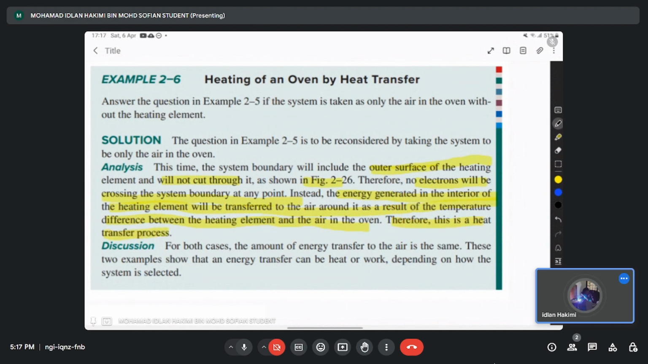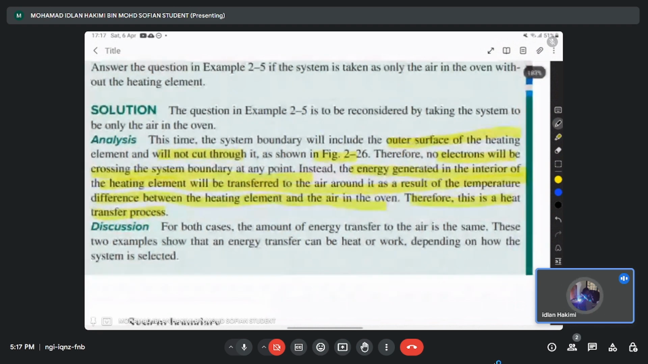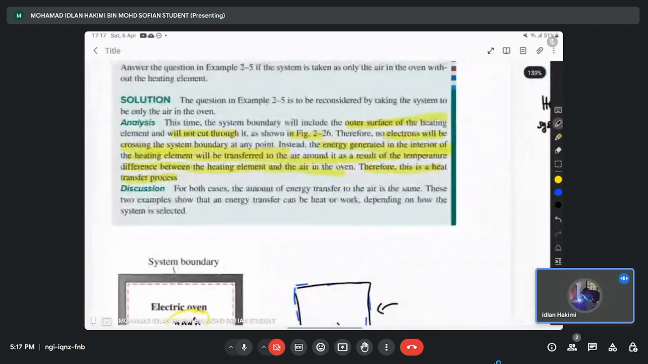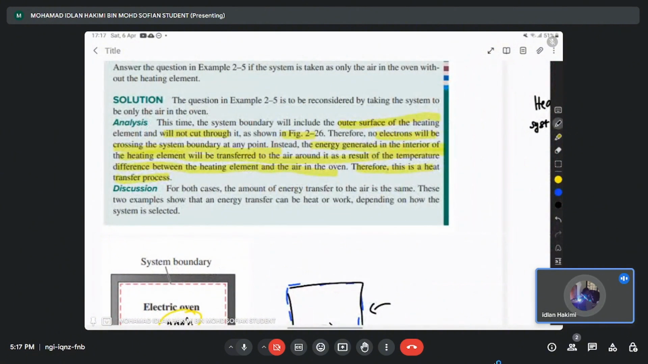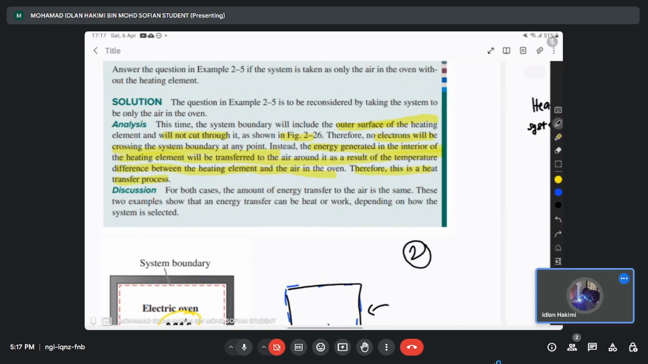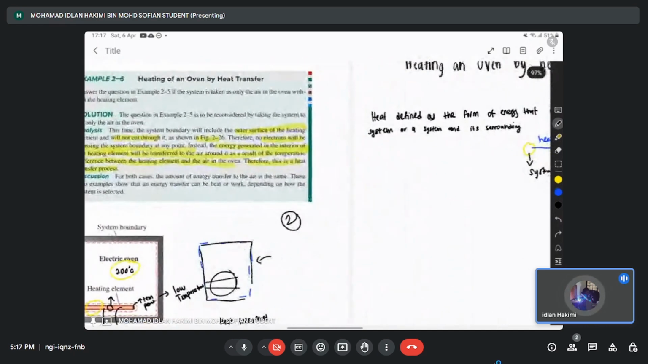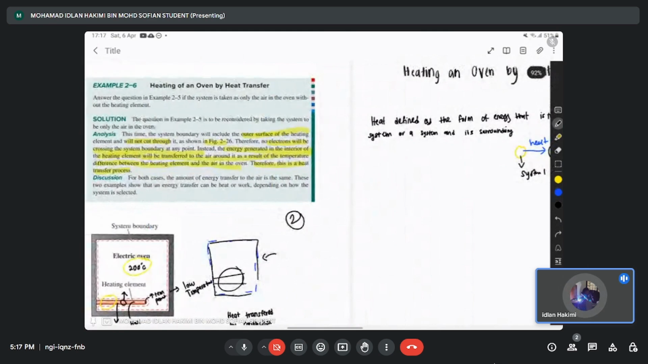So, in summary, a heat transfer process is when heat is transferred between two systems, and we can recognize the heat transfer by the temperature difference, and also we can tell when the temperatures are the same. That is from me for example 2.6, heating of an oven by heat transfer. Alright, thank you very much.